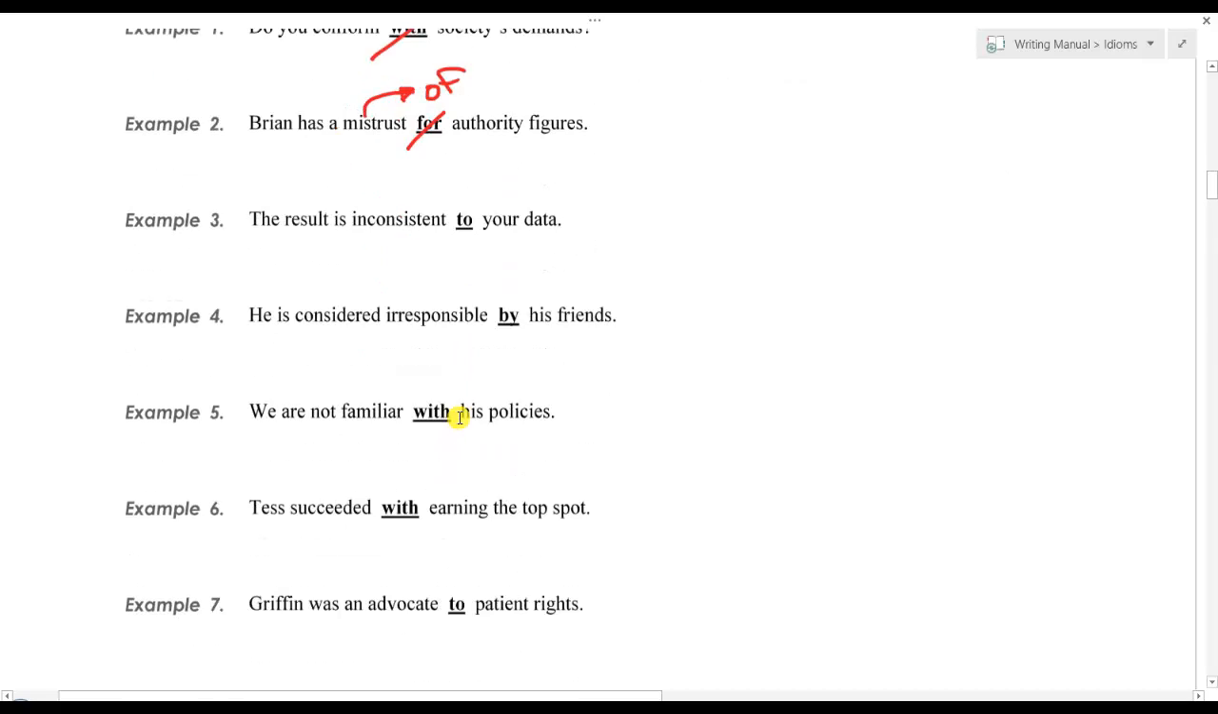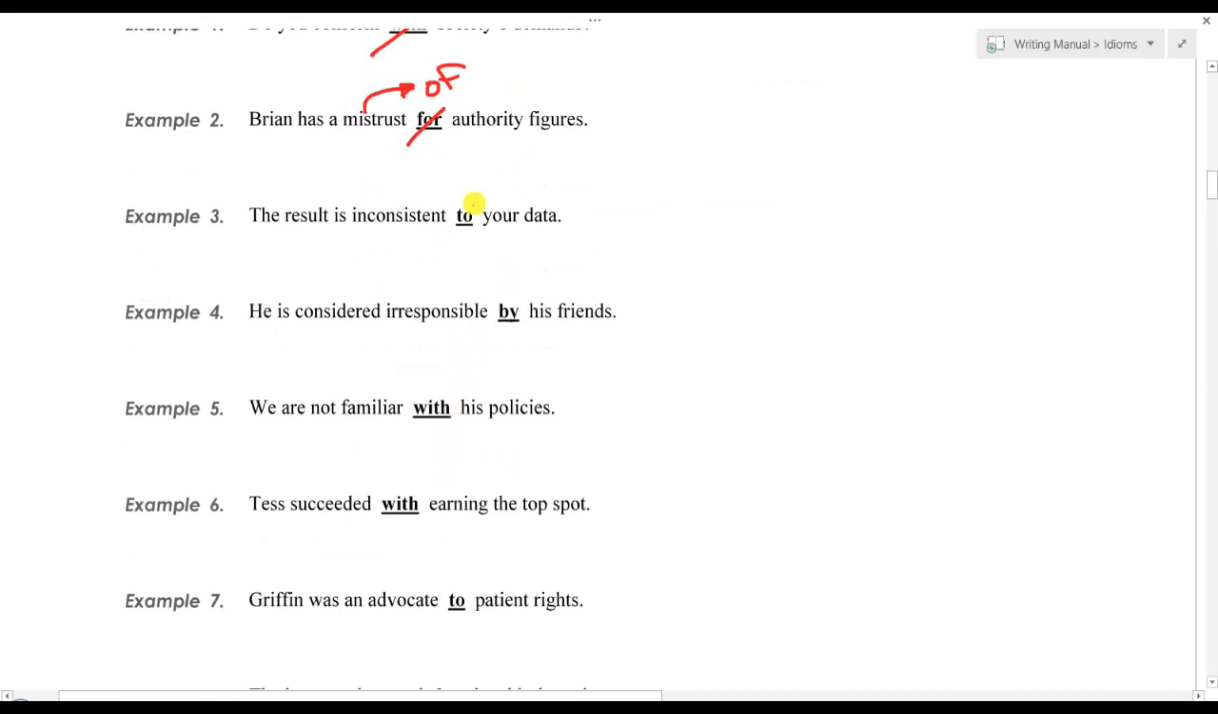The result is inconsistent to your data. No, the result is inconsistent with your data. To is not the appropriate or idiomatic preposition here. You should use with. Inconsistent with. He is considered irresponsible by his friends.